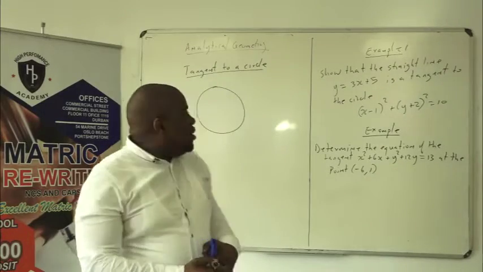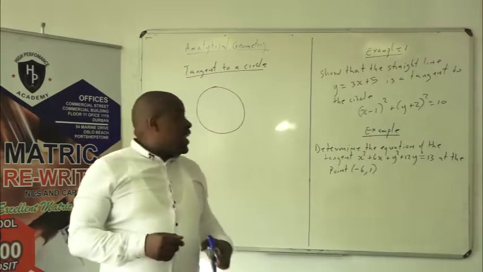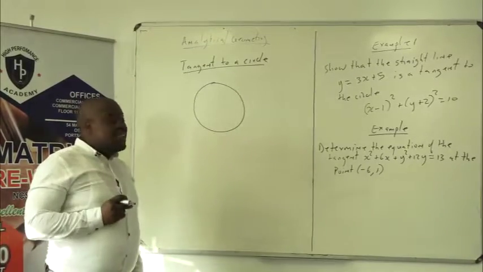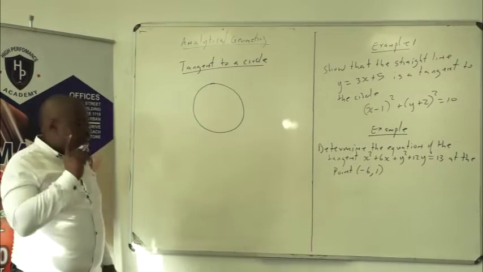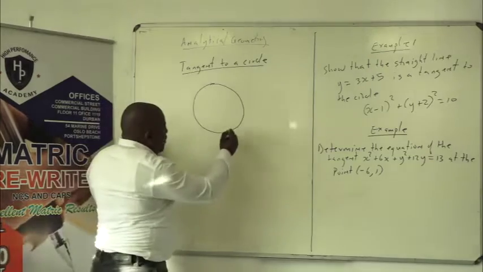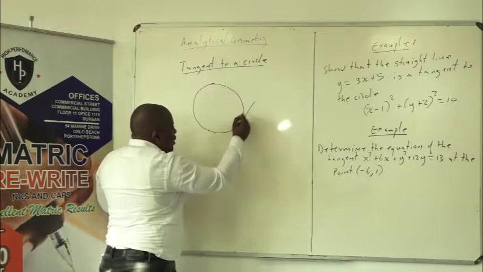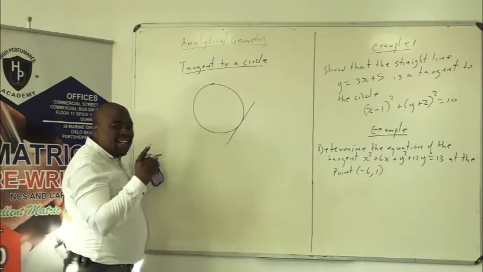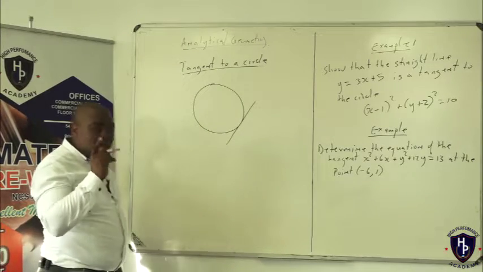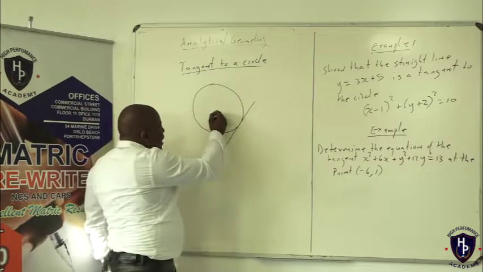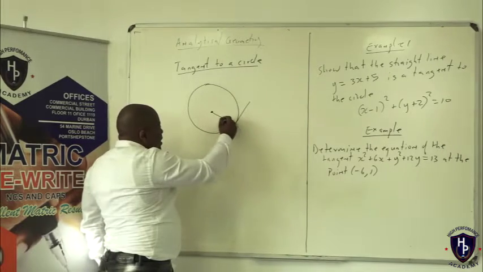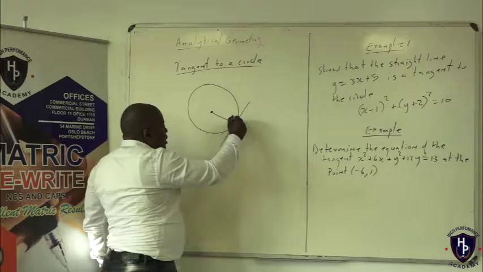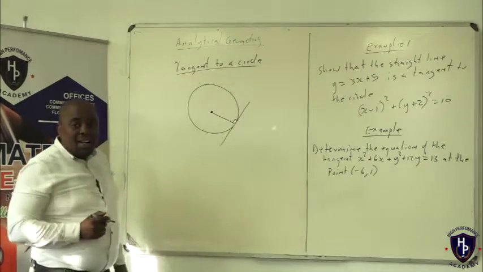Okay. Now, we're still on the tangent to a circle. If you look at the tangent to a circle, this is very important. Let's say we have a tangent of this nature. Here is the tangent. A tangent is always perpendicular to the radius. So if you have a radius, the tangent is always perpendicular to the radius.